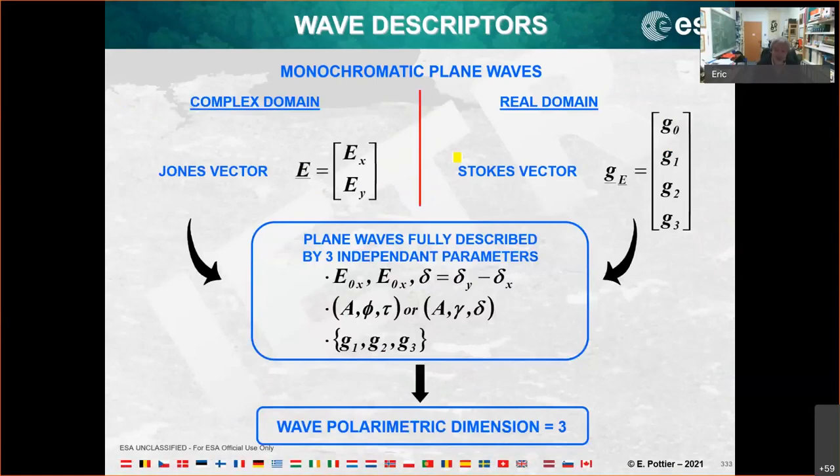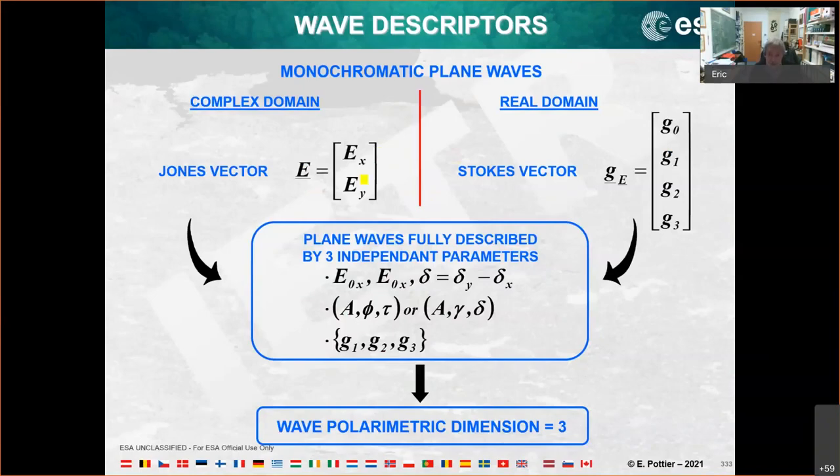Last point concerns the physical dimension. So what I have explained to you in the fully parametric case: remember, for the fully parametric case, the pixel has a physical dimension equal to 5. Here it is no more the case.